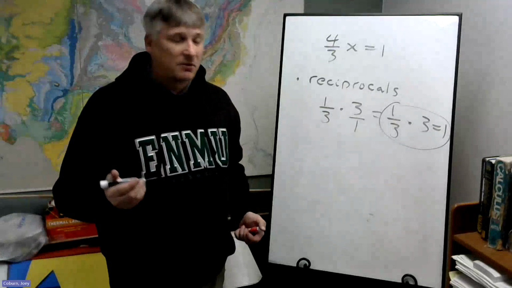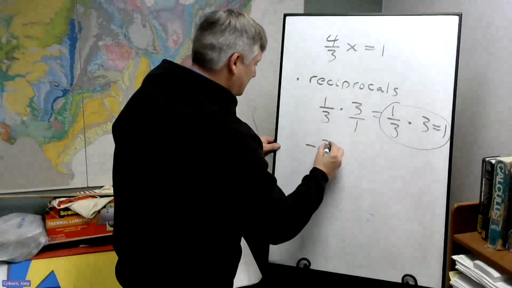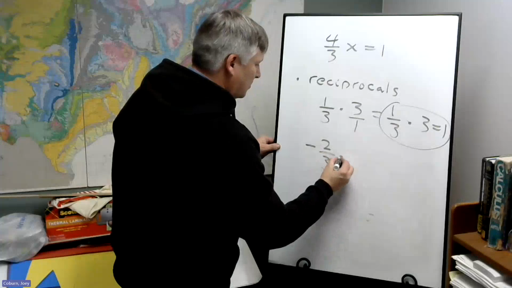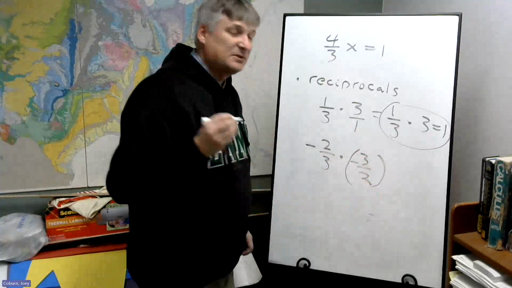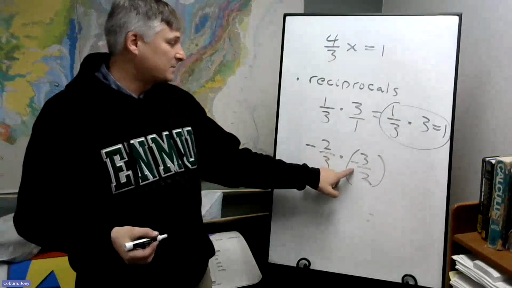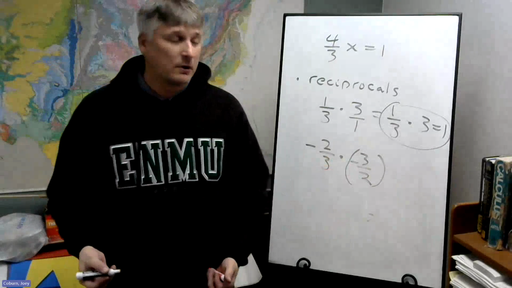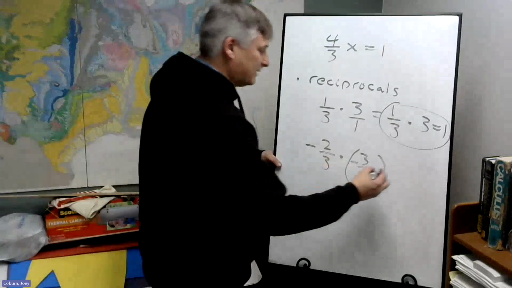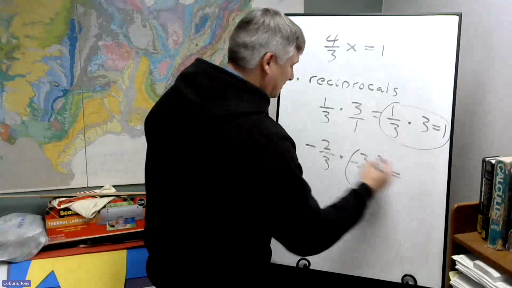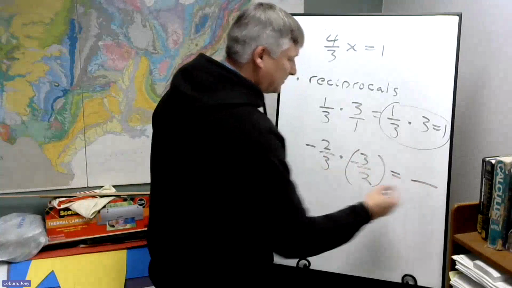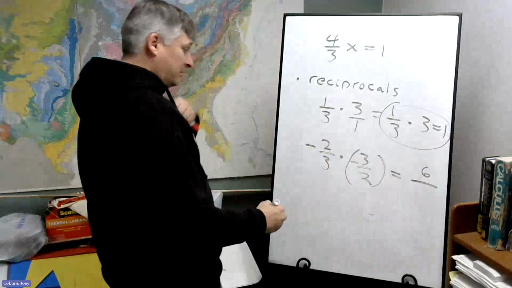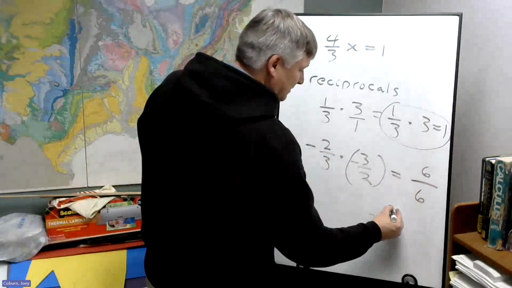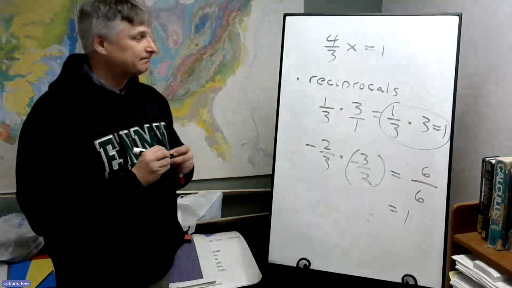Negative numbers, same thing. -2/3 times its flip. Now the flip is still negative. So you get negative times negative. This will come out to be a +1. And so we'll get, again, negative negative is positive, so we don't write a negative sign. 2 times 3 is 6. Excuse me, 3 times 2 is 6. And we get 1.